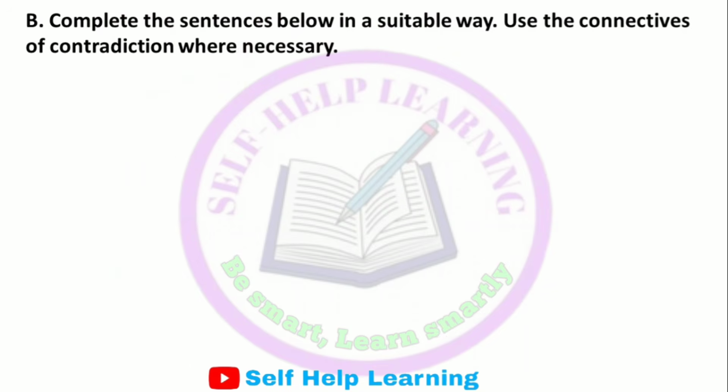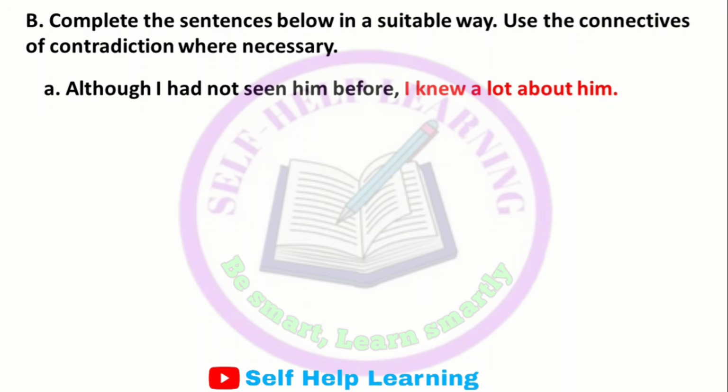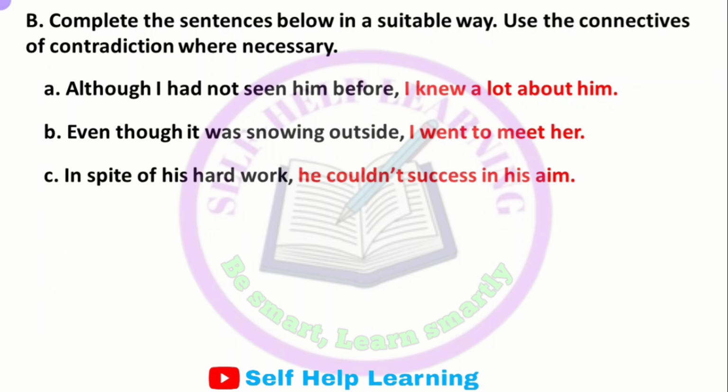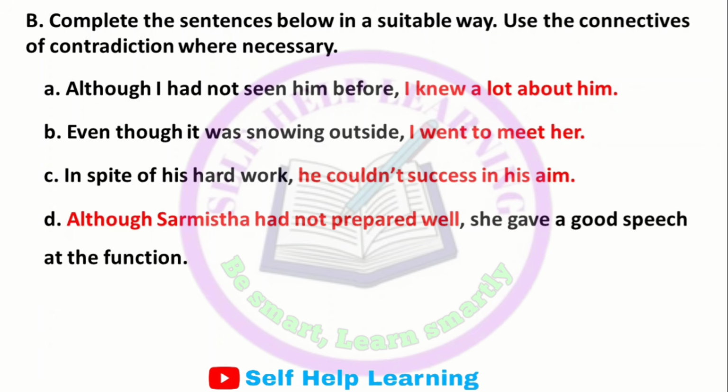Complete the sentences below in a suitable way. Use the connectives of contradiction where necessary. Although I had not seen him before, I knew a lot about him. Even though it was snowing outside, I went to meet her. In spite of his hard work, he couldn't succeed in his aim.